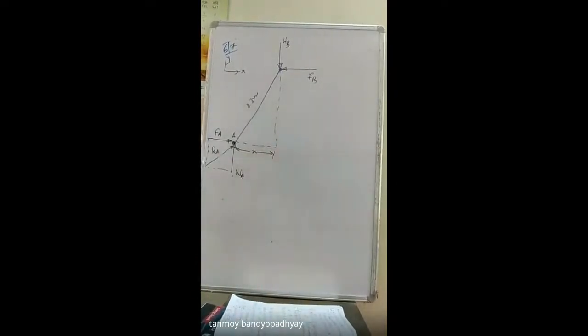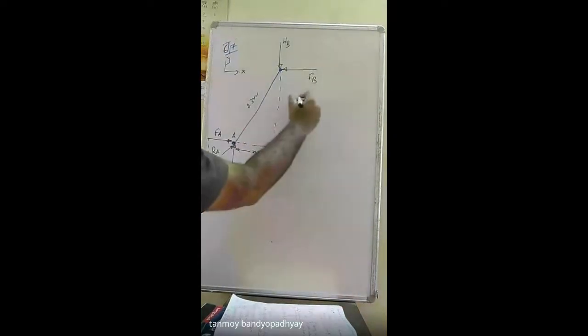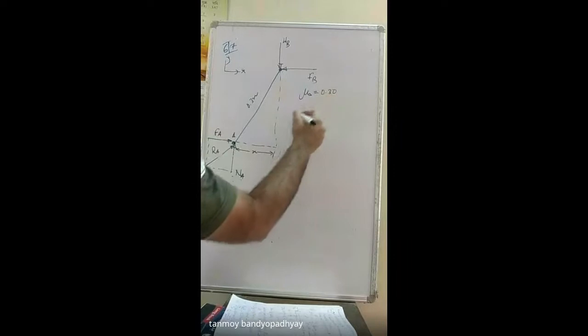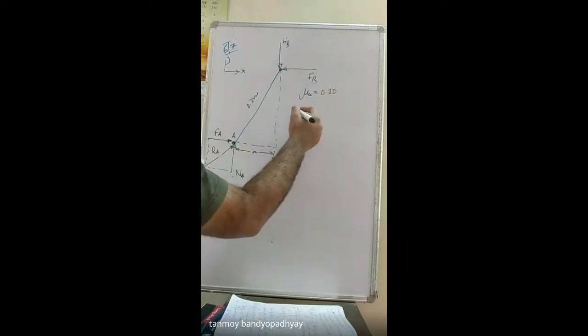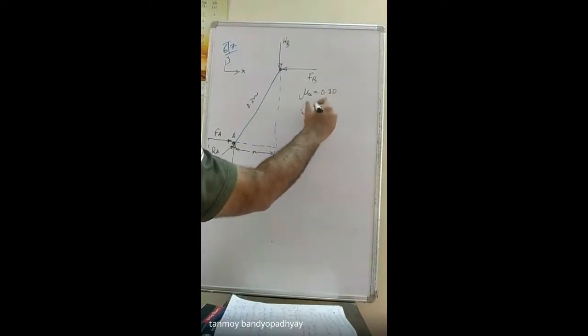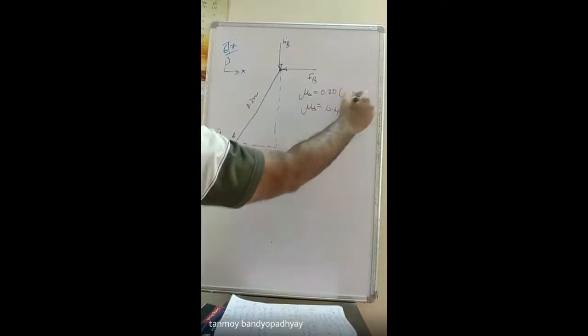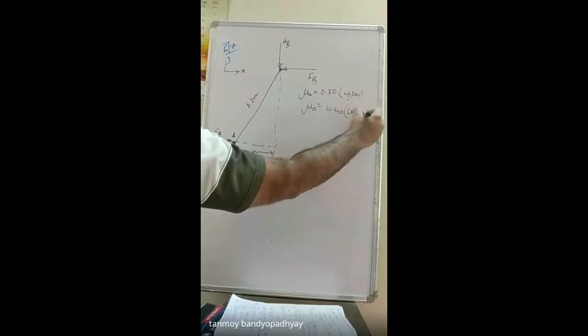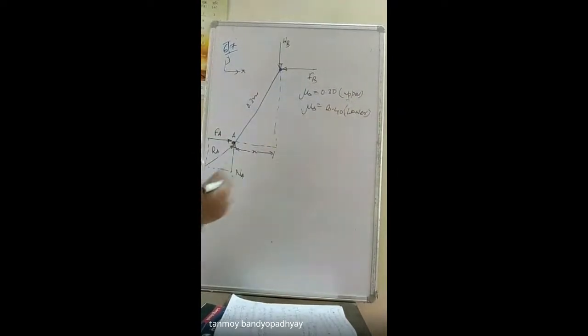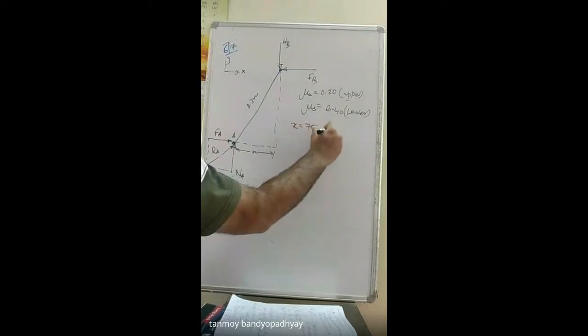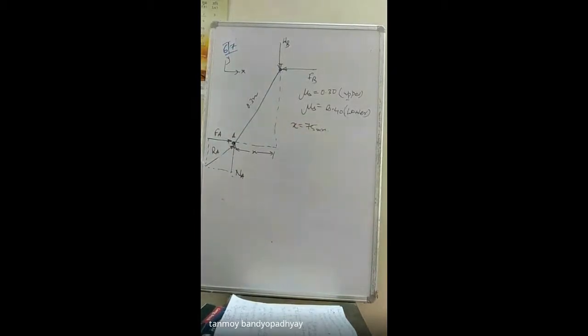Just see the problem. What are the things that are given? The coefficient of static friction for the upper surface, mu s, is given to be 0.30, and for the lower surface, mu s is given to be 0.40. This is for the upper point of contact, and this is for the lower point of contact. We need to determine the friction force acting at each edge for x equal to 75 millimeters, and the maximum value of x for which the bar will not slip.